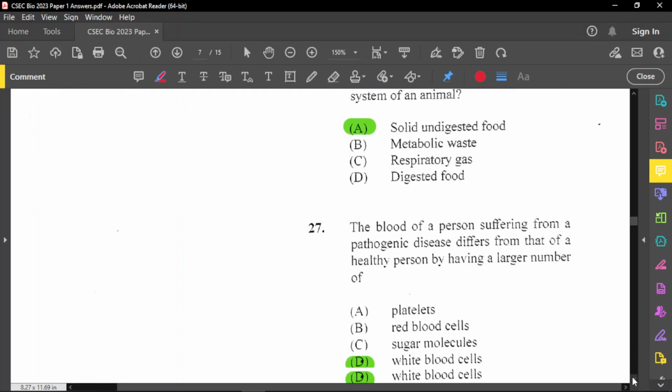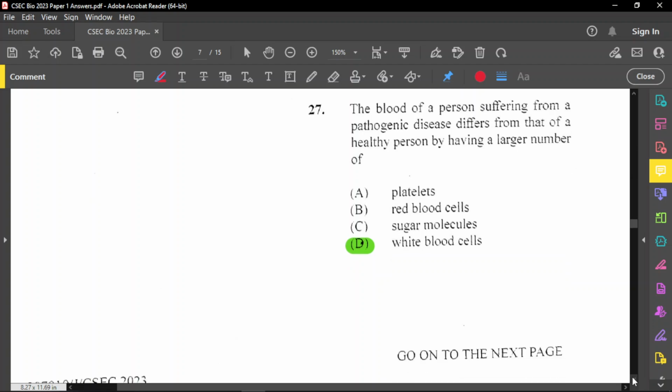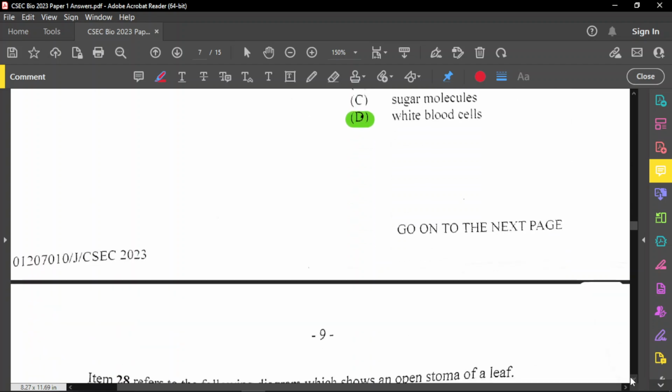Question number 27. The blood of a person suffering from pathogenic disease differs from that of a healthy person by having a larger number of what? And if you have any disease at all, what you're going to tend to have greater than the normal person is more white blood cells, because the white blood cells will fight against those pathogens, right? All right. And so that's an easy question.